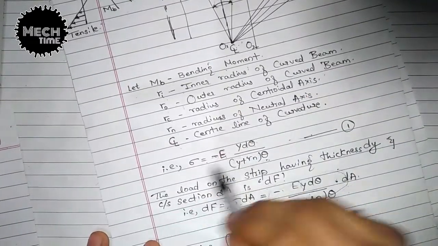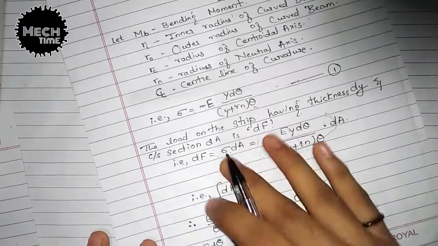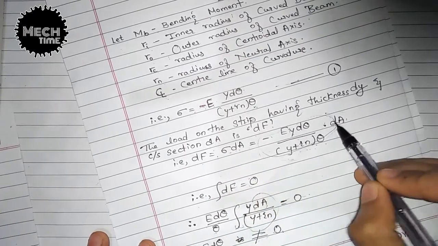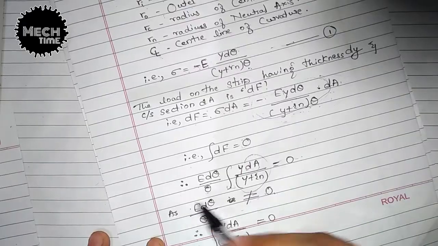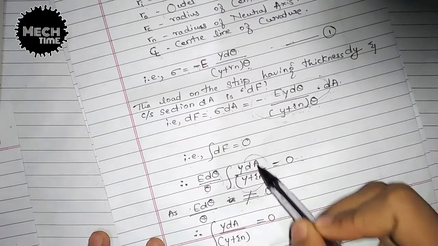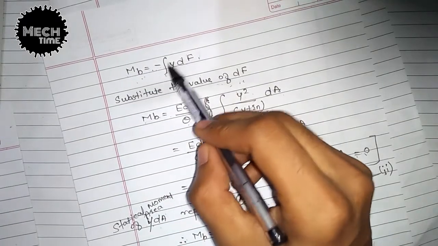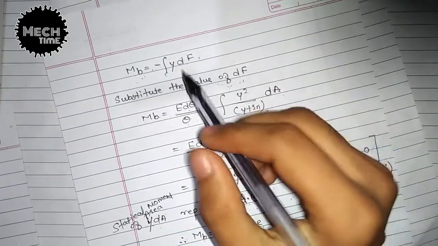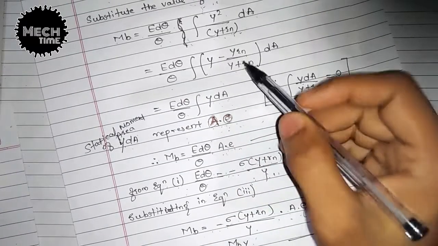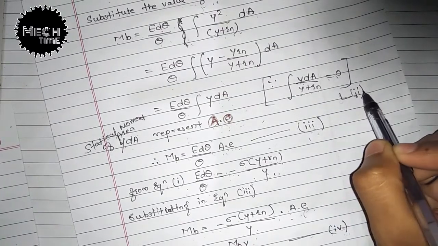Then similarly, I told sigma is equal to minus capital E into small e. Then this term, and when the load on the strip having the thickness dy and cross-sectional area dA is dF, then dF is equal to sigma dA. Here also dA, the integration of dA, take E d theta by theta outside, integration of only y dA by y plus rn is equal to 0, where this is not equal to 0 and this is equal to 0. Then we have to apply moments. So if you apply moments, Mb is equal to minus integration of y dF. Substitute the value of dF, you'll get this term. Once you get this term, differentiate, then integration of y dA by y plus rn is equal to 0, take it as equation number 2.